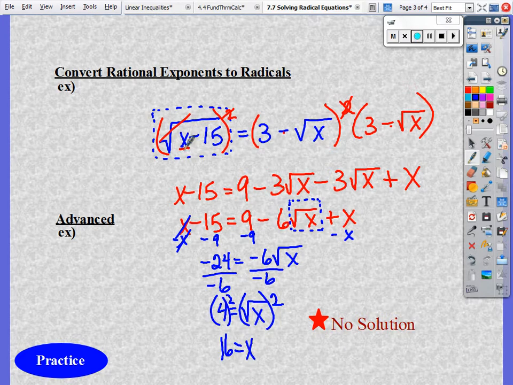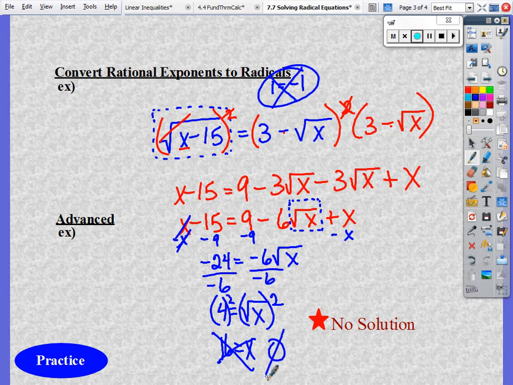Let's plug it in. 16 minus 15 is 1. Square root of 1 is 1. So left side's 1. Square root of 16 is 4. 3 minus 4, negative 1. Is that the same? No, it isn't. 16 is not a solution. This is actually a no solution as well. It's an extraneous solution.